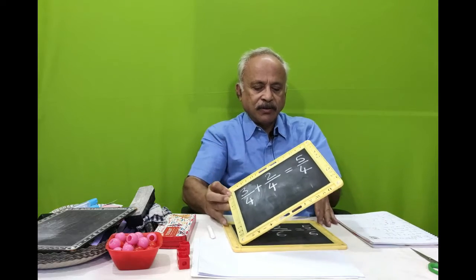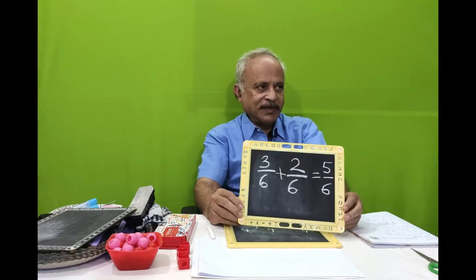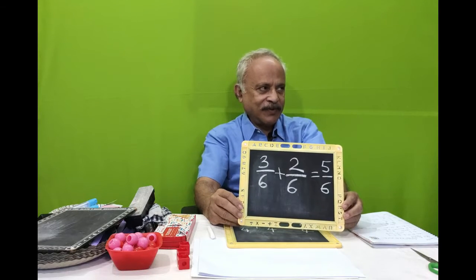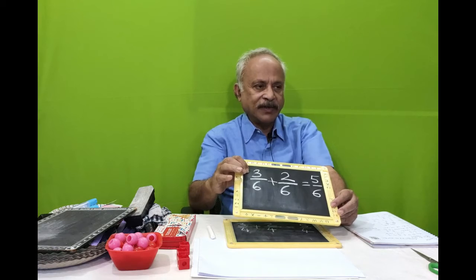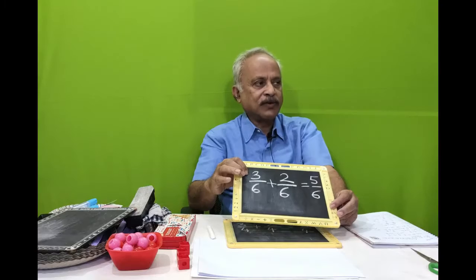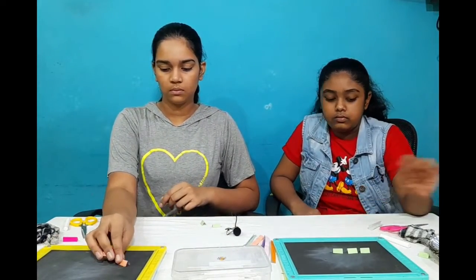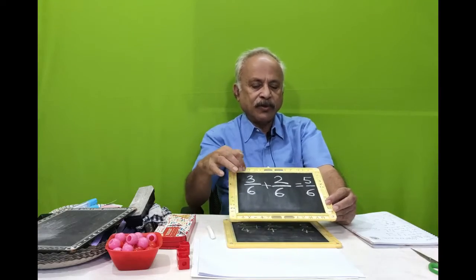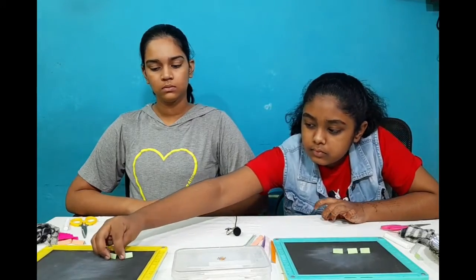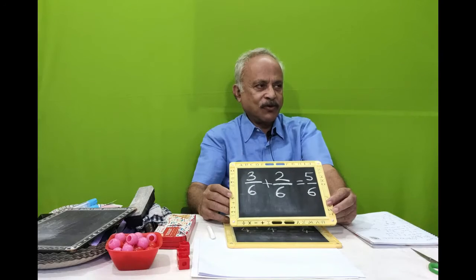Let's now do this problem, for which the pieces that you had made, Gyanjyoti, earlier, can be used. So Gyanjyoti, you make 3 by 6, keep it on the slate. And you can use the pieces made by Gyanjyoti, Nandita. That's 2 by 6. So Gyanjyoti, do this addition by putting them all in the same slate. And what is the short form of that? 5 by 6.